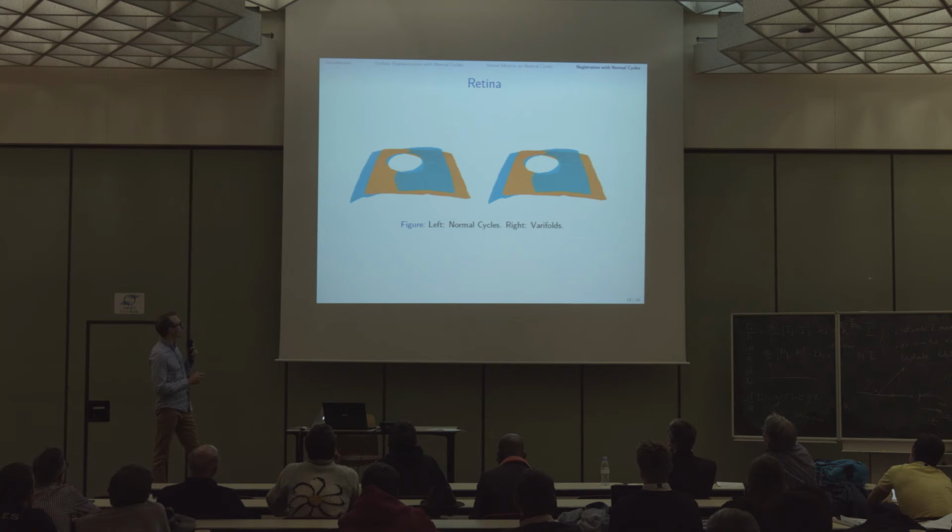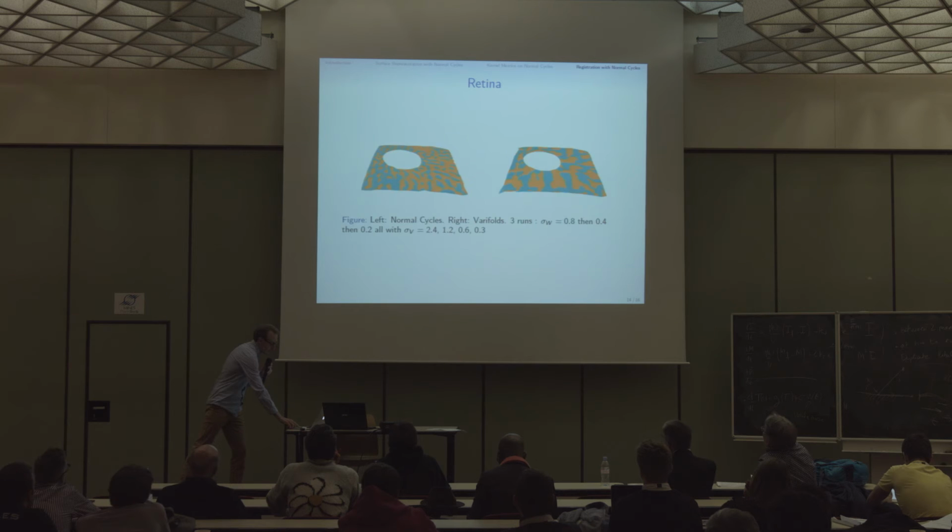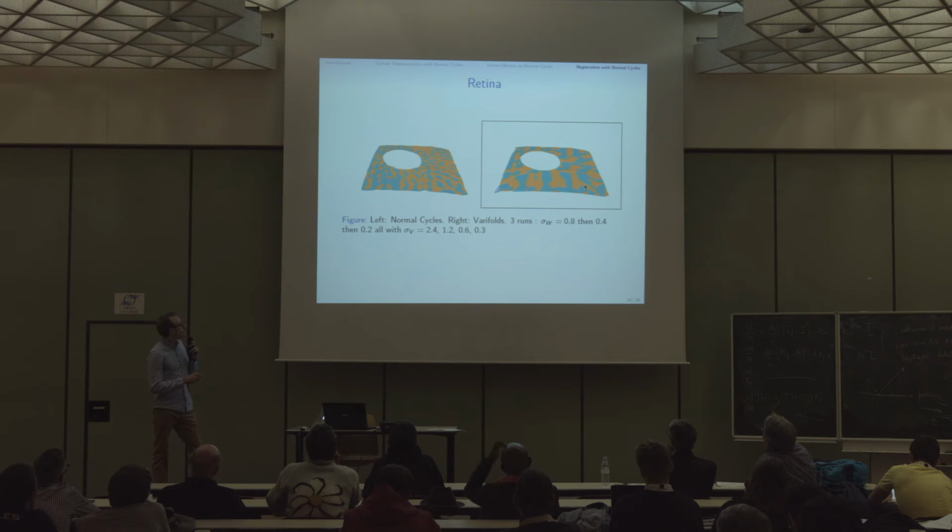We want to match the blue one to the orange one. And what we observe with normal cycles is this deformation, and with varifolds this deformation. I recall that with normal cycles we have a boundary term that appears in the metric, which will enforce the matching of the boundary of the retina. Whereas for varifolds we do not have this boundary term, and in fact during the registration we can observe a pinching of the corners, because there is absolutely no reason that the boundaries are matched.